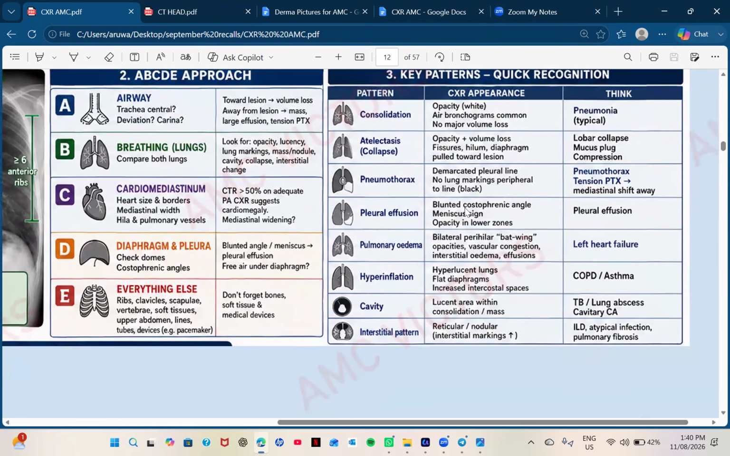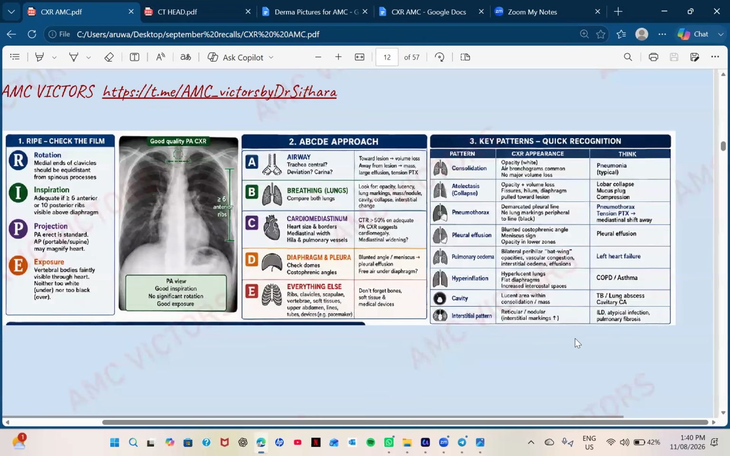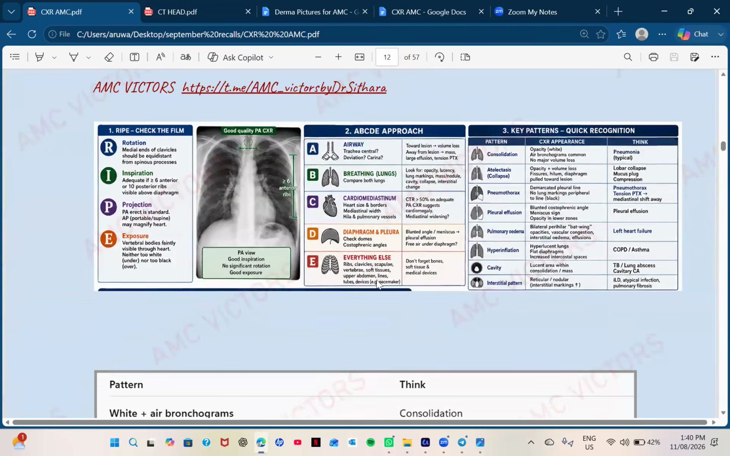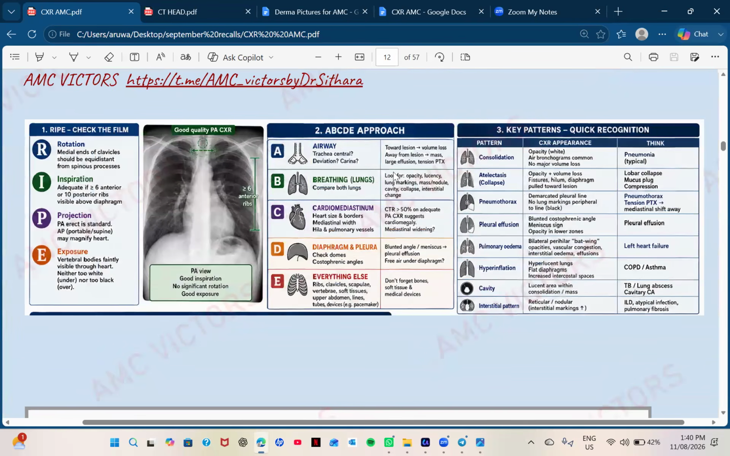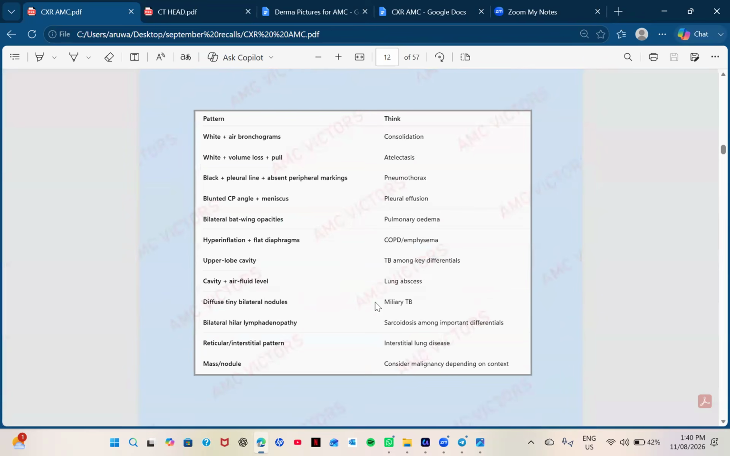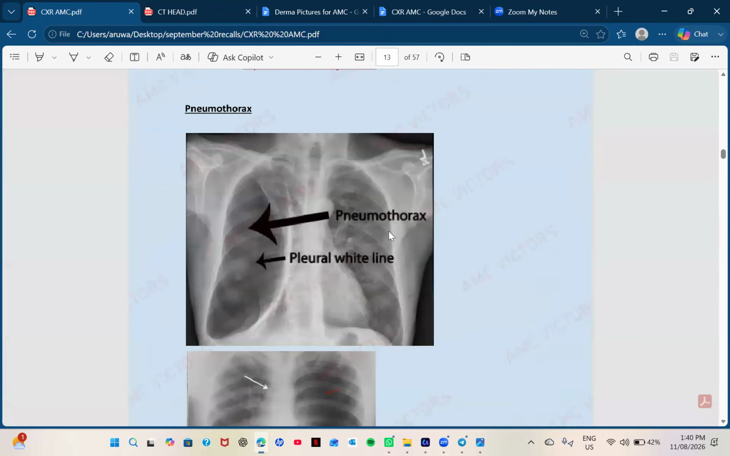The hyperinflation you can see in COPD, right? Mainly, and asthma, hyperlucent lungs, you can see the flat diaphragm, increased intercostal spaces because of the hyperinflation, right? Then you can see the cavity, especially in TB and lung abscess, right? Then the interstitial pattern, you can see the reticulonodular, especially in the fibrosis cases, right? I hope this is the general idea. If you want, you can take a screenshot or later I can share the screenshots. The same thing here I have explained. Okay, we'll go one by one.